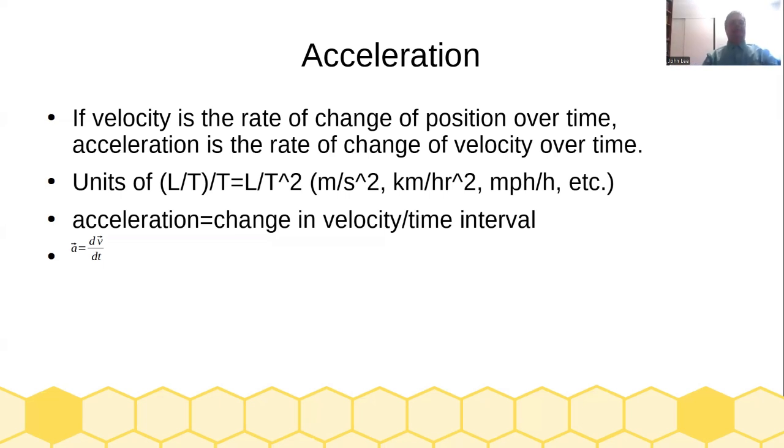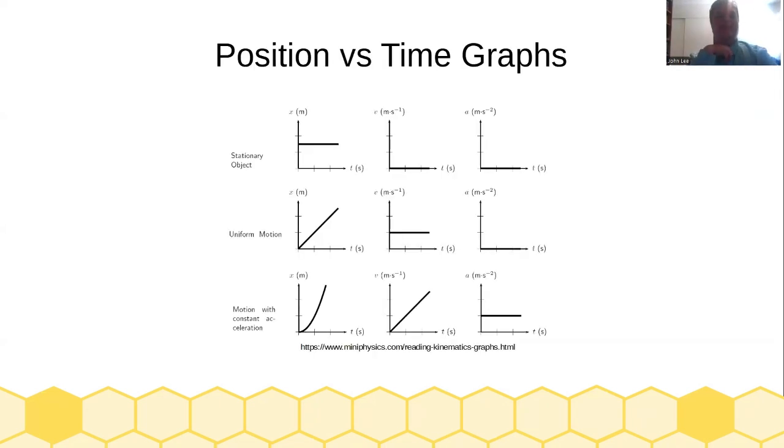So acceleration is equal to the change in velocity over the time interval, otherwise known as the derivative of velocity over time. With these three concepts, we can start looking at position, velocity, and acceleration versus time graphs and understanding how these rates of change relate to each other and how they describe the motion of an object.